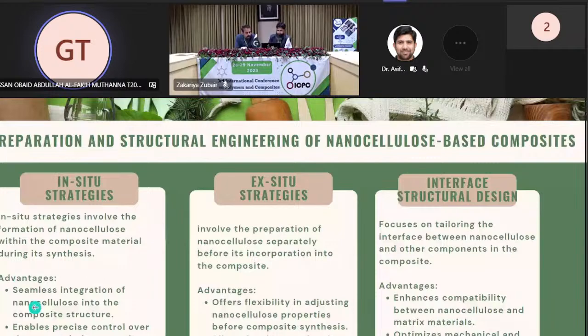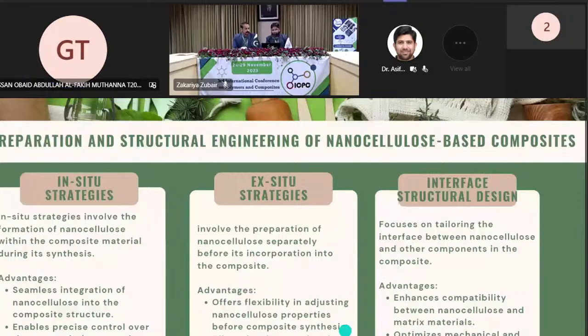It also enables precise control over the composite's properties. Lastly, it ensures homogeneous distribution of nanocellulose throughout the composite. Secondly, the ex-situ strategies, which are the exact opposite of in-situ strategies. The main advantages are that it offers flexibility in adjusting nanocellulose properties before composite synthesis. And also it allows for the use of various types of nanocellulose.